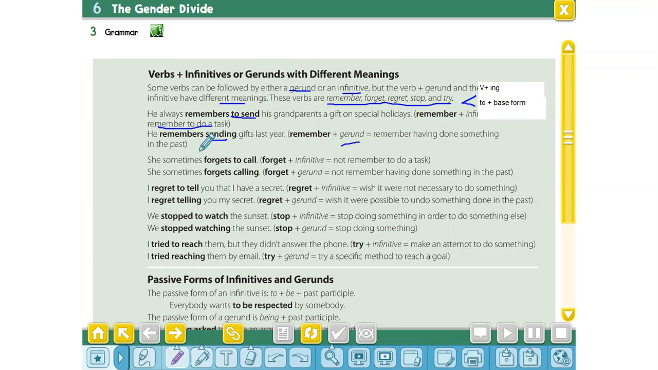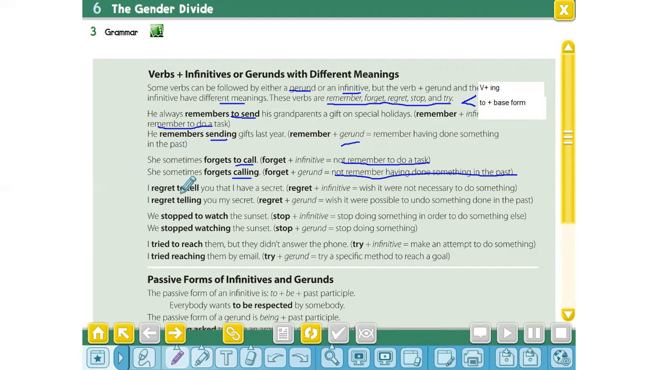Okay, let's discuss the second example. She sometimes forgets to call. Here, forget is followed by infinitive. Forget plus infinitive means not remember to do a task. But in the second example, she sometimes forgets calling. Forget plus gerund means not remember having done something in the past.